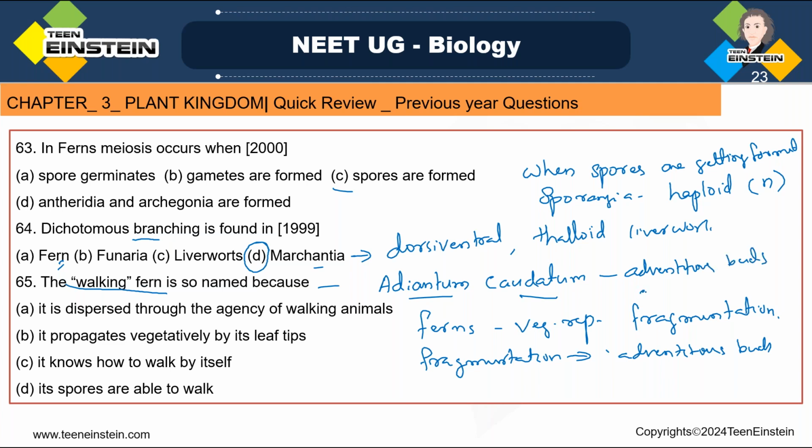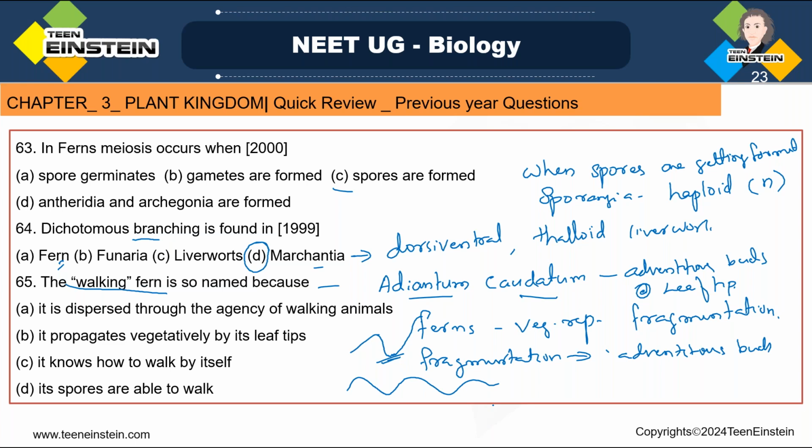Adventitious buds at leaf tip. Okay, and that is called walking fern because of its ability to form a new fern whenever that leaf tip comes in contact with soil. See, this is the leaf tip, and when it comes in contact with the soil, from there you will get a new fern. Okay, there it is producing a new plant. That's why it's like walking, right? It's walking. That movement is like walking. That's why it is called walking fern.